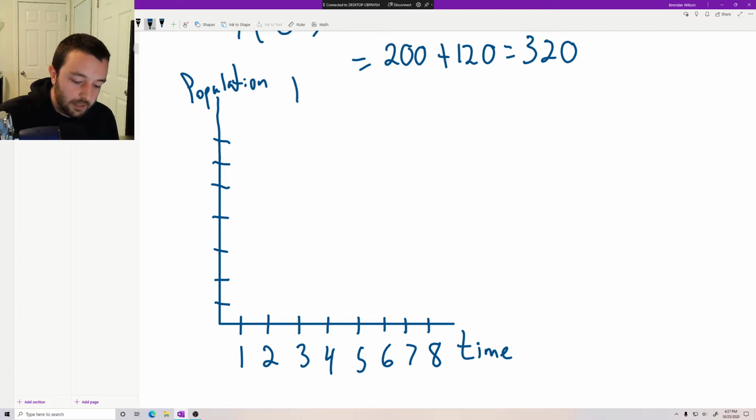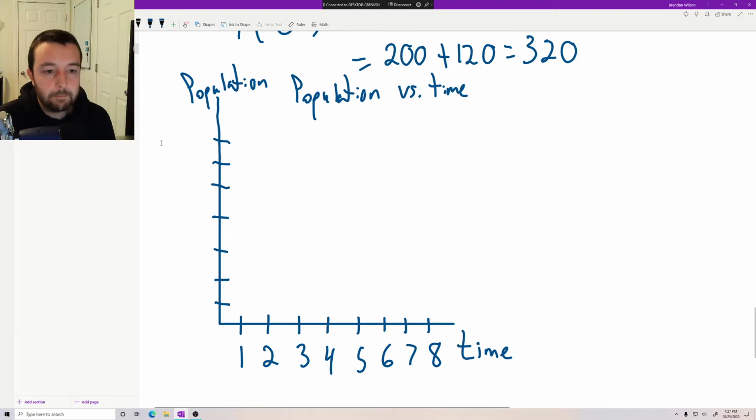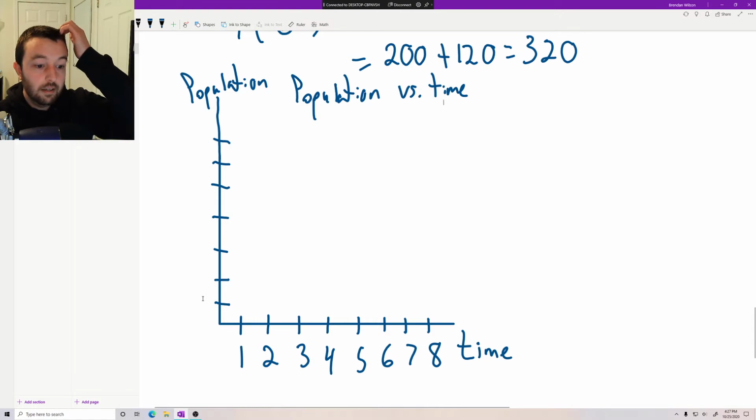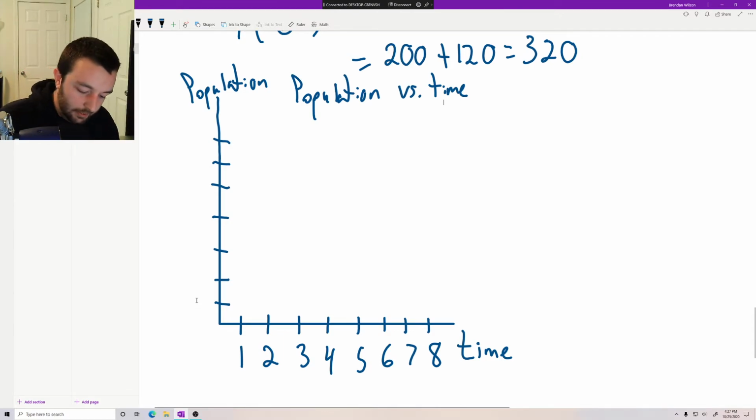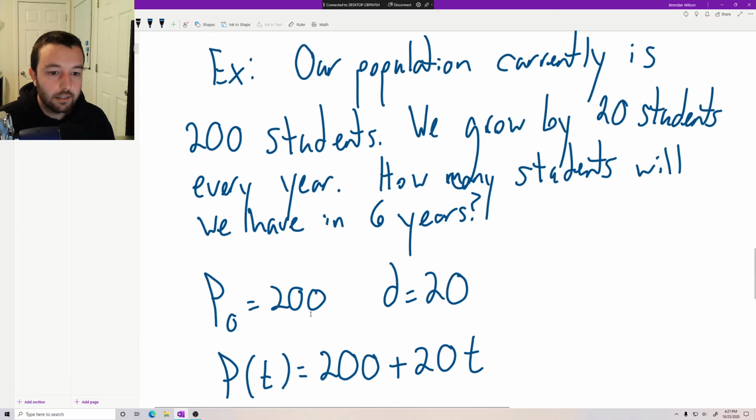Oftentimes, the name of the graph will be something like population versus time. Meaning it's plotting the population as a function of time. So we're seeing how the population changes as the time changes. At the corner here, it's always 0. So time 0. What is the population at time 0? Well, in our problem, we saw that it was 200, right?